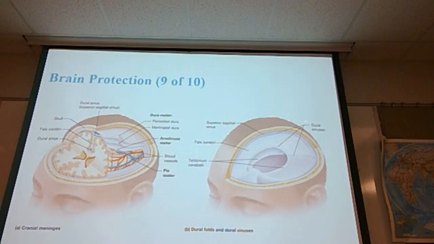The dural folds and dural sinuses. Here are the dural sinuses, just represented by these little purplish colored areas. There's the superior sagittal sinus. There's the falx cerebri, which is going to separate the two cerebral hemispheres. There's the tentorium cerebelli, which again separates the cerebellum from the cerebrum.